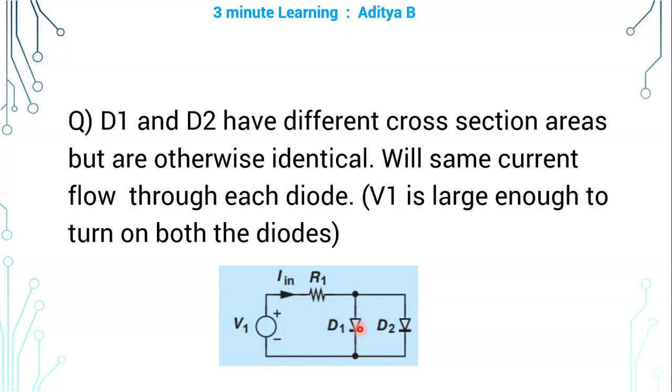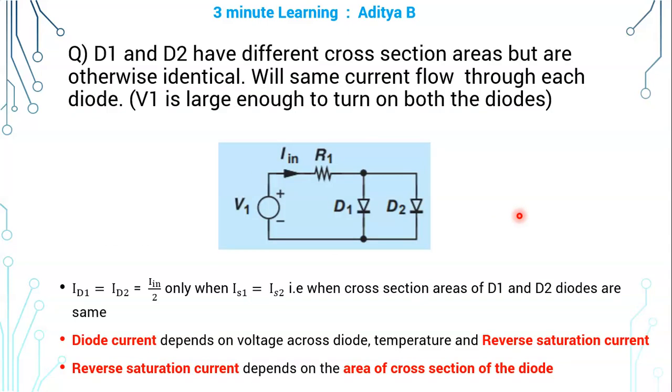It means that the voltage across these two diodes which are in parallel is same. So will the same current flow through these two short circuit branches is the question. ID1 is equal to ID2 is equal to IN by 2. That is, IN is the current flowing through R1 or entering this parallel branch. This current will divide equally into D1 branch and D2 branch when they are on.